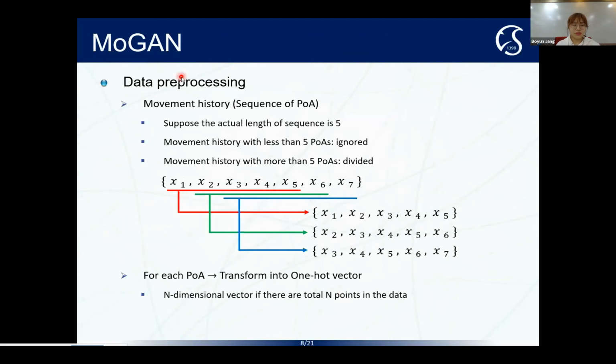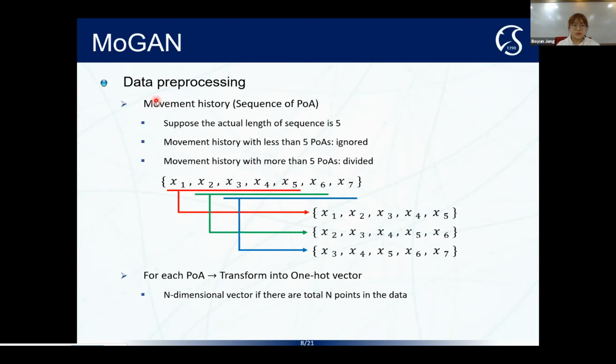Our proposed model, MoGAN, is the abbreviation of Mobility Prediction GAN. Training data is needed for MoGAN, and because MoGAN is using the GAN-based structure, some pre-processing is needed. That is, for the raw movement history data, which consists of sequences of points, some pre-processing should be added.